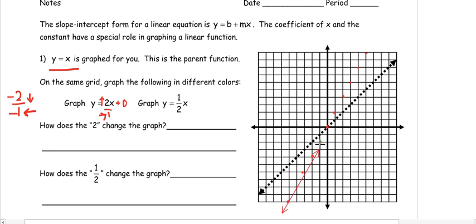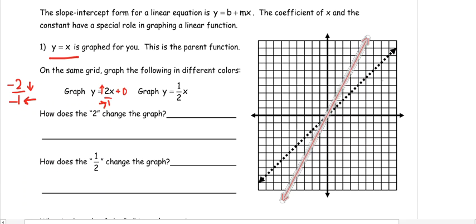Okay, and now I'm just going to draw a line through those points. And I did a pretty good job the first time. Kind of impressed. Doesn't always happen on my whiteboard.